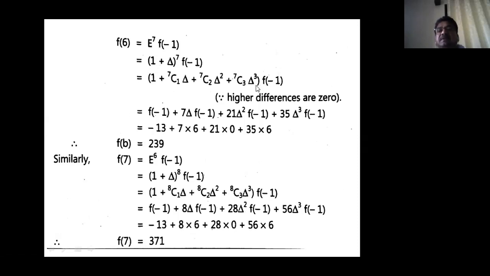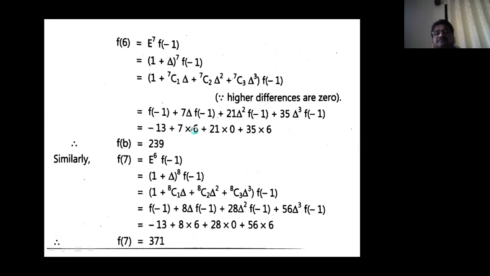Okay, f of minus 1 is the first term. Then 1 into f of minus 1 is f of minus 1, plus 7C1, which is 7. By calculator we can find the value of this combination, 7C1 is 7, times delta f of minus 1. Then 7C2 value is 21, found by using a calculator, times delta square f of minus 1. Then 7C3 value is 35, times delta cube f of minus 1. The value of f of minus 1 from the table is minus 13. Then delta f of minus 1 is 6. This is also from the table.